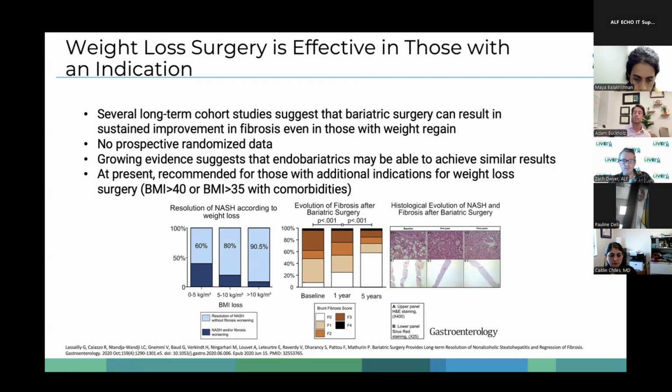But at present, the guidelines don't recommend bariatric surgery just for fatty liver disease, even with fibrosis. However, in future, this may change. And certainly those who already have an indication for bariatric surgery and do have fibrosis, you should strongly consider it.